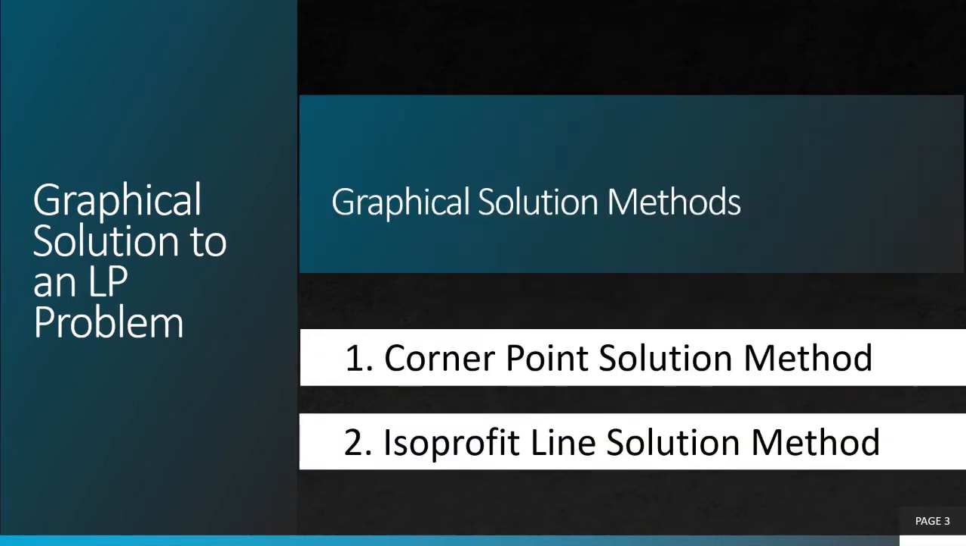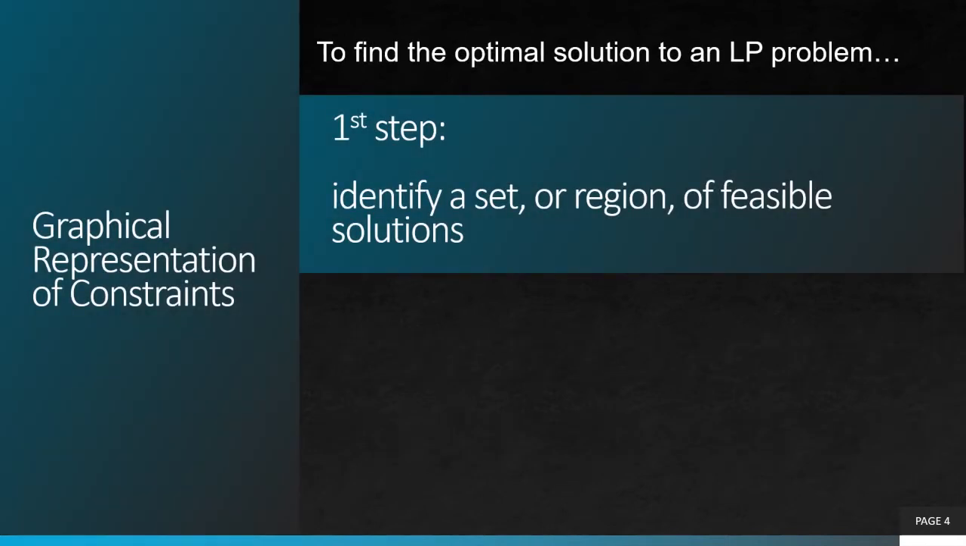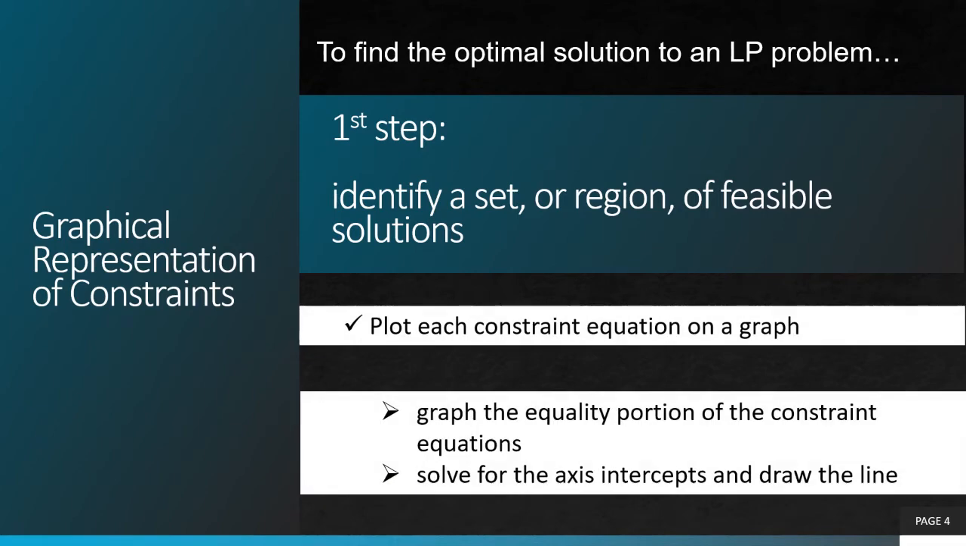There are two graphical solution methods, the corner point solution method and the isoprofit line solution method. But before that, let us first discuss the graphical representation of constraints. To find the optimal solution to an LP problem, we must first identify a set or region of feasible solutions. The first step in doing so is to plot each of the problem's constraints on a graph.